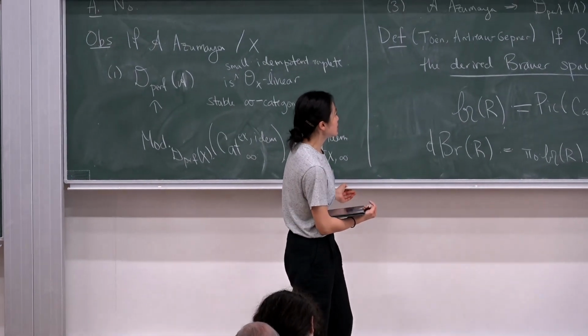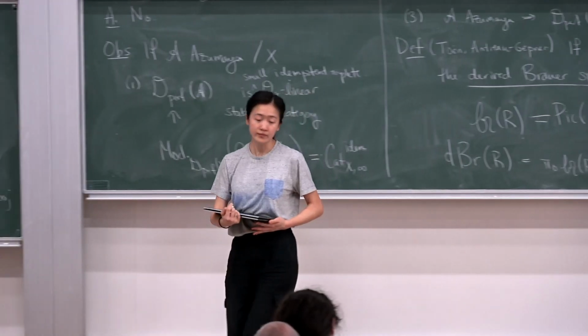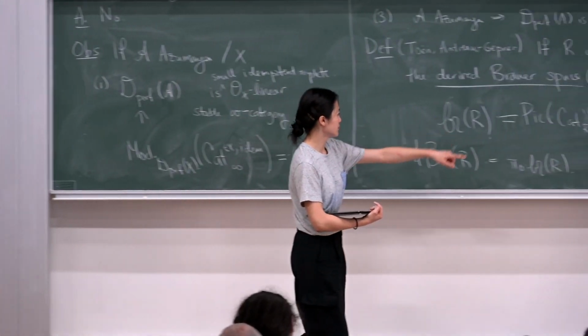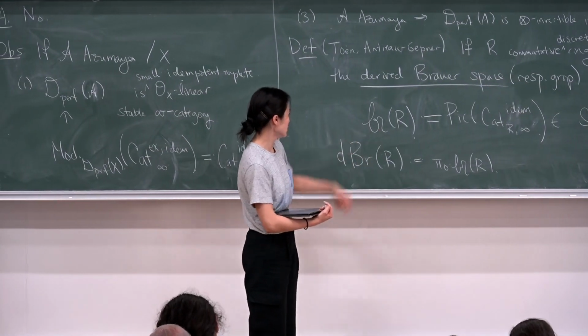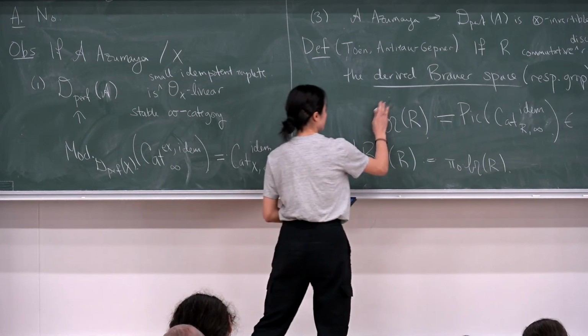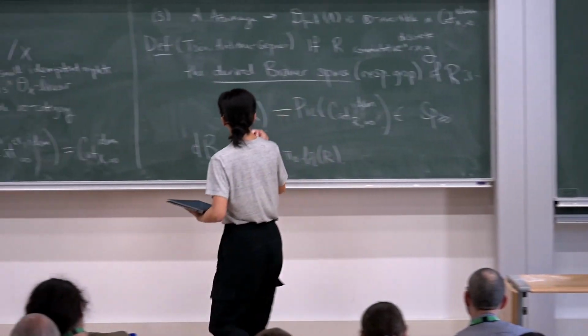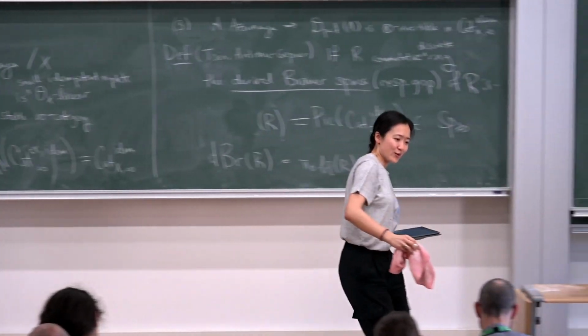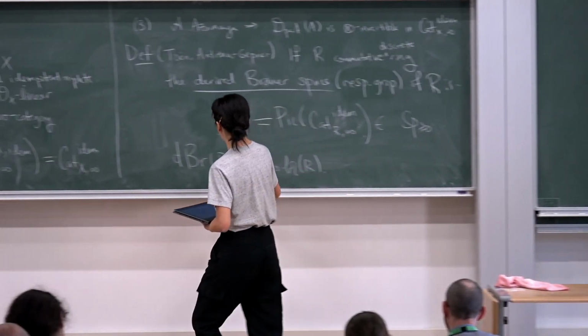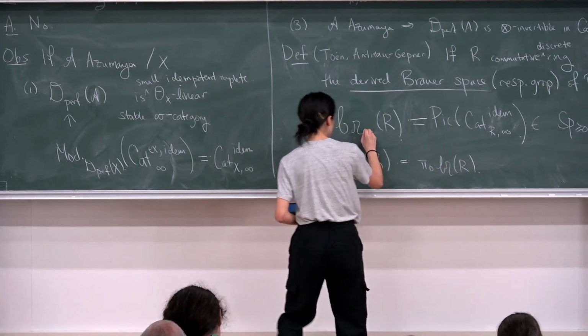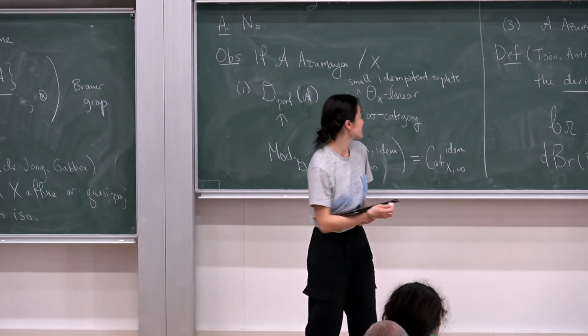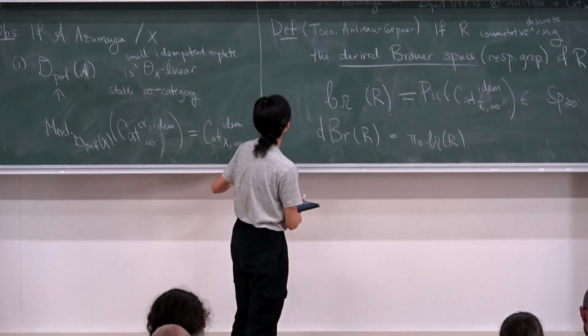Oh, right. What's the symbol? The symbol for derived Brauer space. This? Yeah. I've tried to use cursive, but I haven't used it since about 3rd grade. So I tried to write BR in cursive. Is that better? Okay. Great.